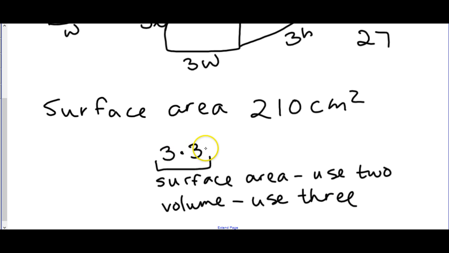So 9, that means 210 is going to have to multiply by 9 to get the new surface area. If we triple the sides, it actually changes the surface area by 9. So 1,890 meters squared. So that concludes our discussion on volumes, surface area, and changing dimensions.